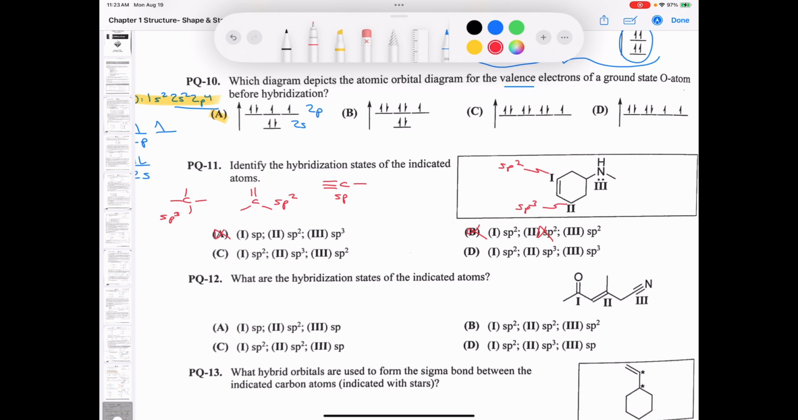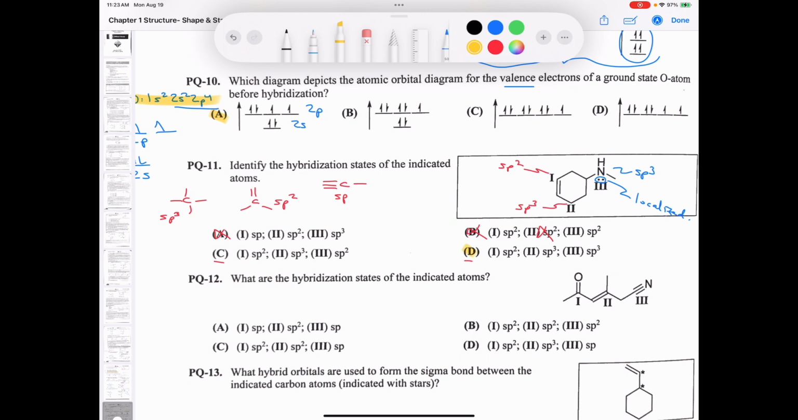So now it's a battle between C and D. And so we need to decide whether the hybridization of nitrogen 3 is sp2 or sp3. Well, remember, this lone pair is localized. It is not participating in resonance in any way at all, and there's no double bond on the nitrogen. Therefore, it must be sp3 hybridized, and so the answer must be D.